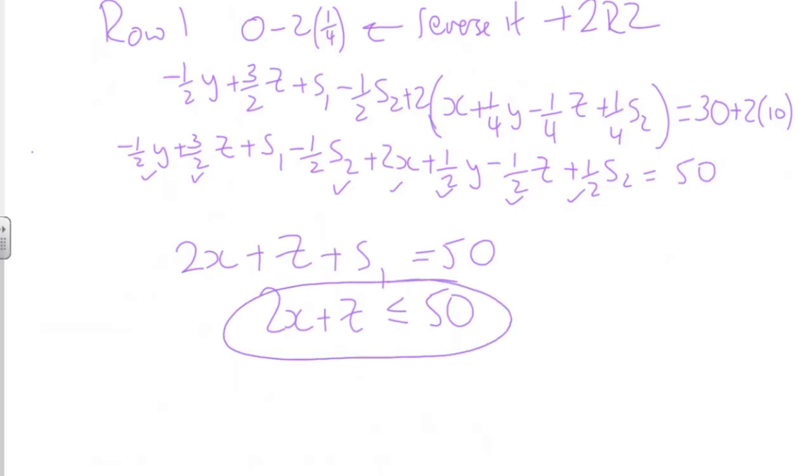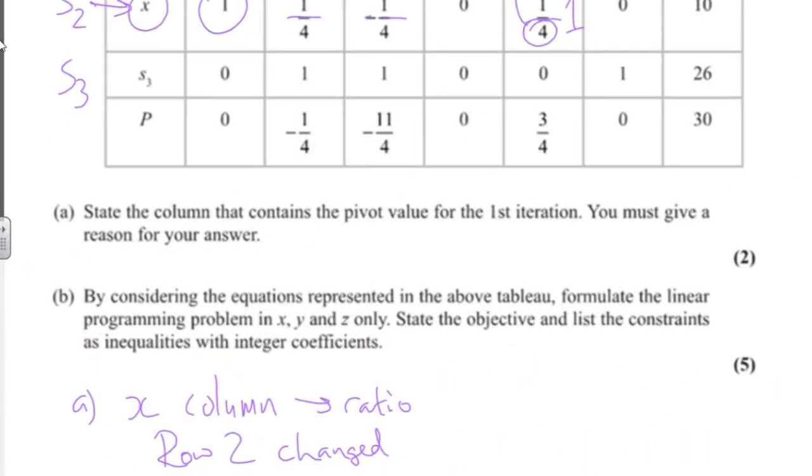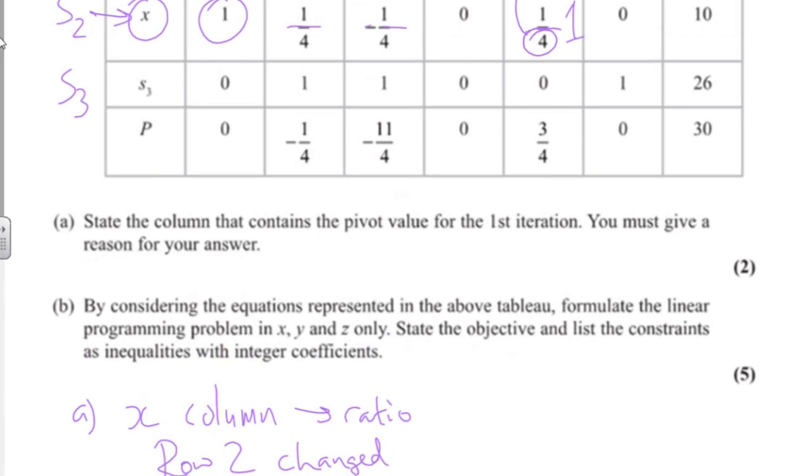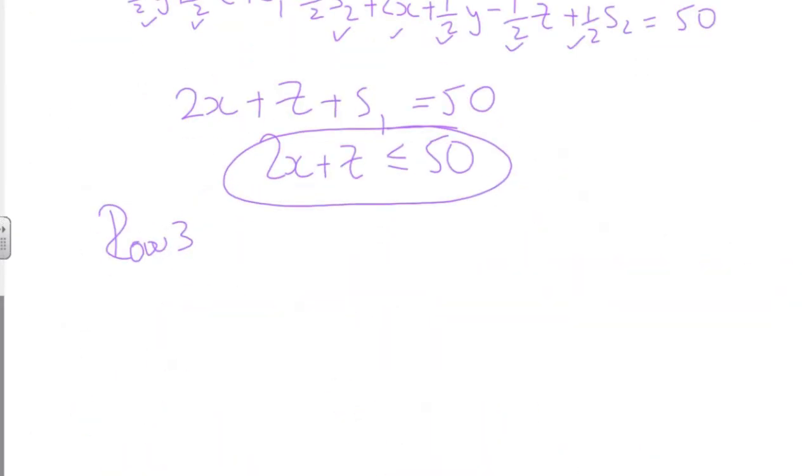So I've done row 1, I've done row 2. Let's have a look at row 3. So row 3, if you look, it's just got S3 in it, and there's been no alterations on S2 because it's taken or adding from the pivot row. So that implies to me that row 3 hasn't changed. So row 3 has stayed the same.